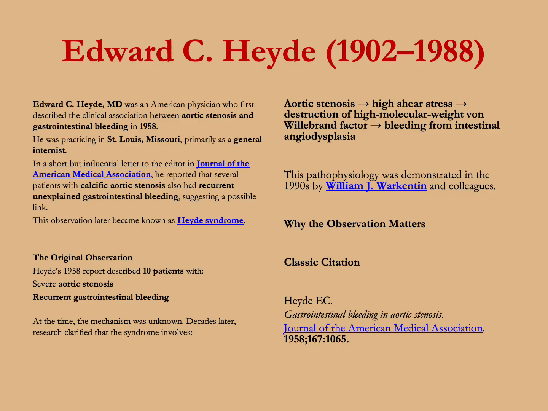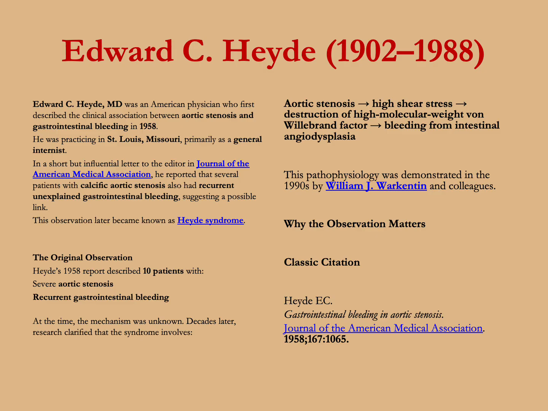Heyde syndrome was first described by a US physician in 1958, where he described the clinical association between aortic stenosis and GI bleeding. He was practicing in St. Louis, Missouri, primarily as a general internist. His paper was published in JAMA. He described 10 patients with severe aortic stenosis and recurrent GI bleeding. At that time, the mechanism was not known.